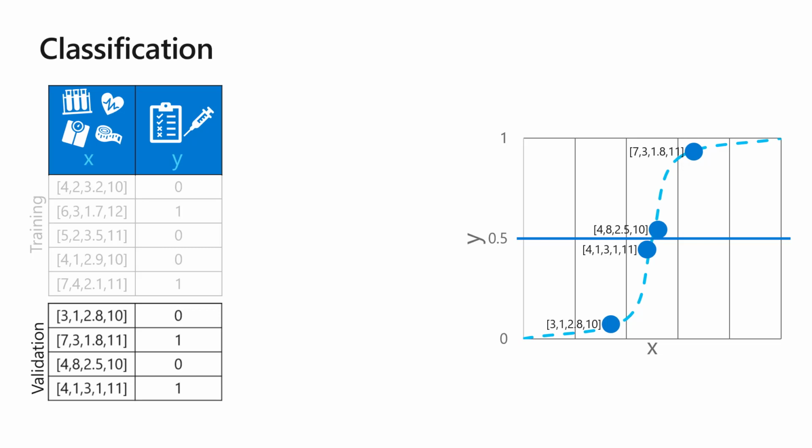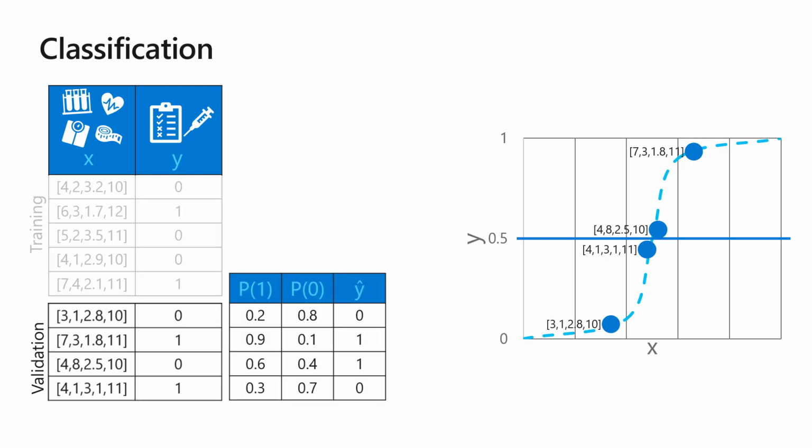Now the function returns the probability that the class is 1, or positive, as a value between 0 and 1. And since there's only 2 possible classes, and there's a 100% probability that the patient is either diabetic or not, then the probability that the class is 0, or negative, is just 1 minus the probability that it's positive. The class with the highest probability is the predicted value for y. Let's look at the first validation case. And in this case, the predicted class label is 0 and the actual label is also 0. So the model got it right.